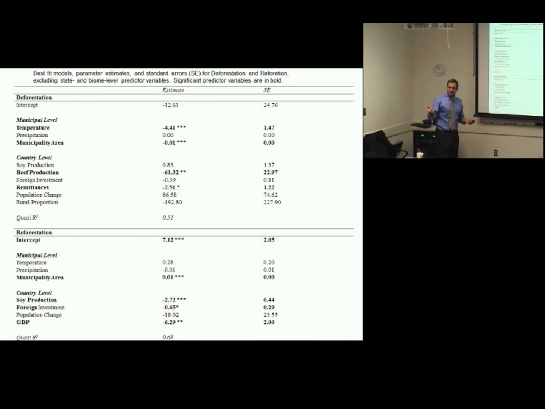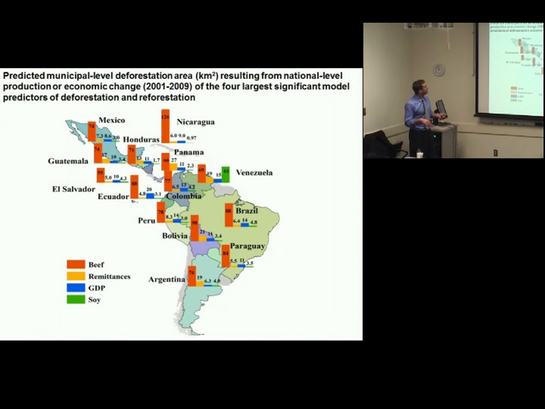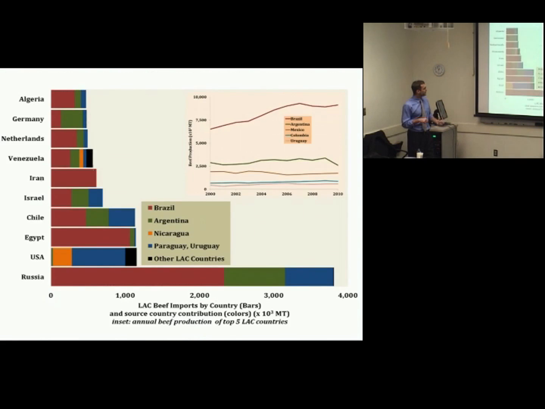So we did a multi-level regression. State and biome were also important predictors for deforestation at the municipal level in Latin America. But very important variables that emerged were beef production and soy production, and also remittances and foreign investment, GDP, all things that are related to consumption and export crops. And we saw that beef was the largest predictor, beef production at the national scale for forest clearing at the municipal level, and that soy was also an important predictor along with GDP and remittances.